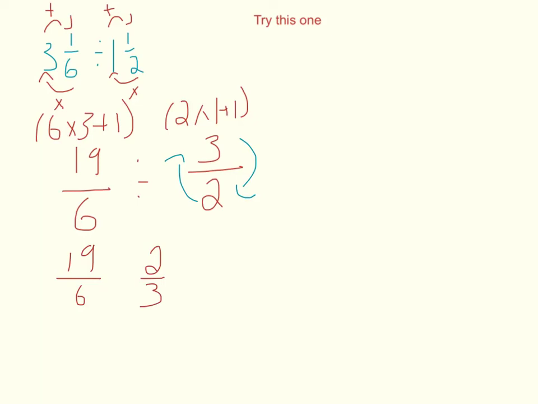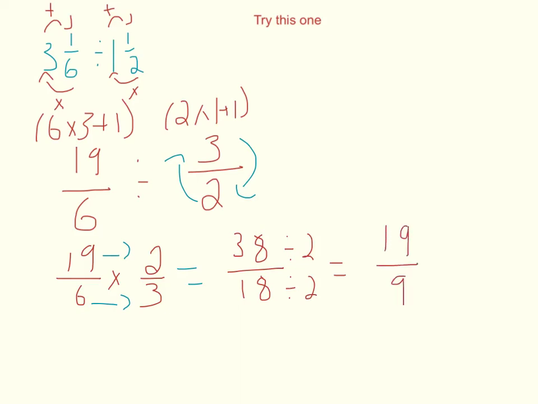Step 4 says we just need to multiply across. So all we're doing is saying 19 times 2 and 6 times 3. Well, 19 times 2 is going to give us an answer of 38, and 6 times 3 will give us an answer of 18. Step 5 just says to convert to lowest terms. So here we can divide by 2, and we're going to get an answer of 19 over 9. And there you have it, our final answer.